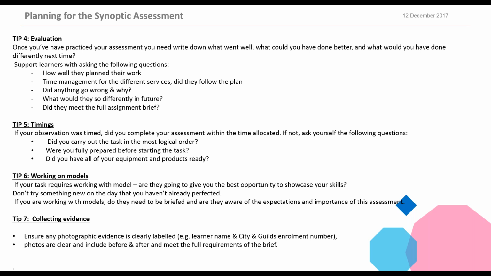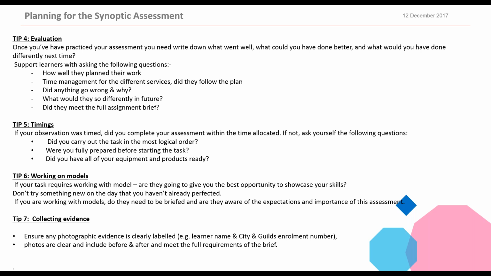Were you fully prepared before starting the task? Did you have all your equipment or products ready? You didn't have to go off and find a piece of equipment that you needed halfway through. If we're allowing you to pick those clients and you know what the service is going to be, you should have all your products and tools and equipment ready.